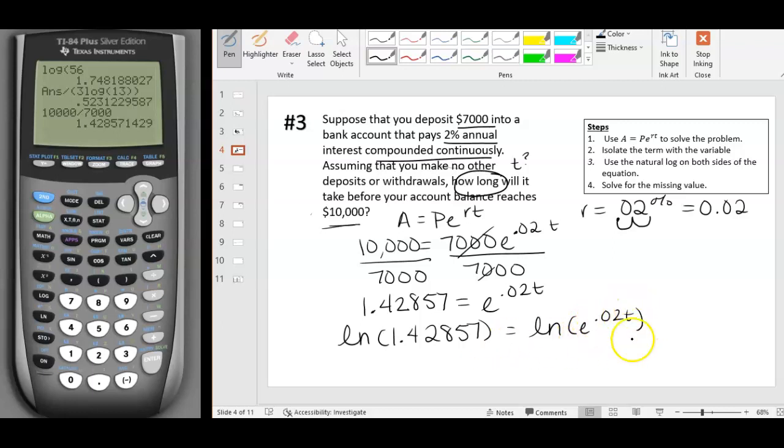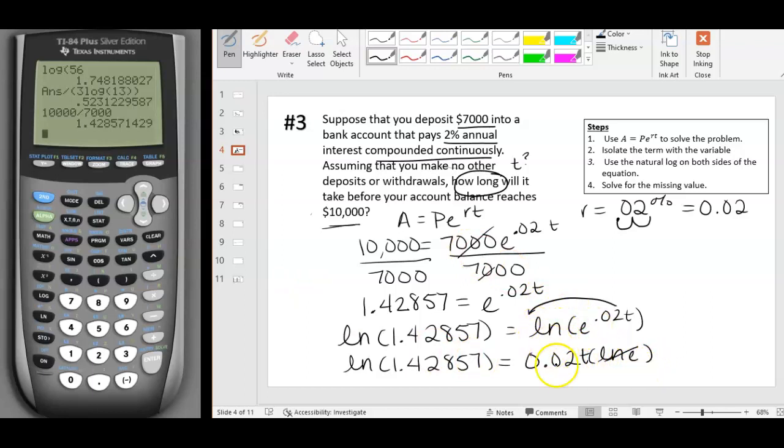And what I can do now on the right is I can bring this power down in front. Okay, so I have the natural log of 1.42857 equals 0.02 times the natural log of e. Well, the natural log of e, that's just like taking the natural log of the base, right? So that's going to cancel itself out, and that's just going to be 1, okay? So now I have 0.02t times the natural log of e on the right side.